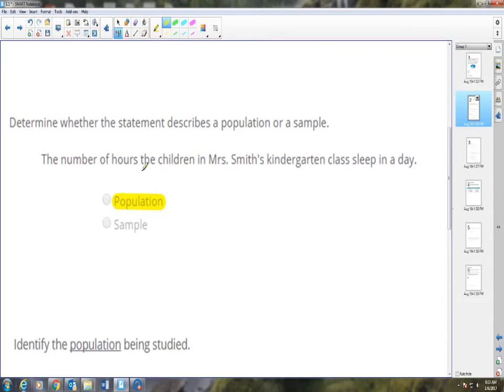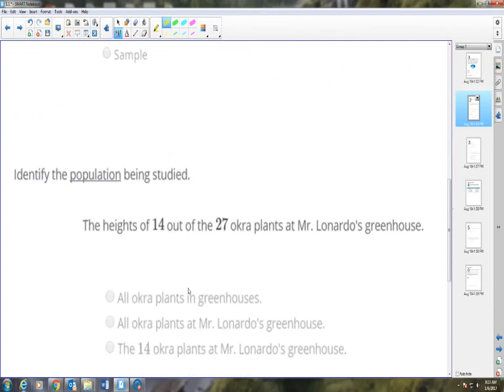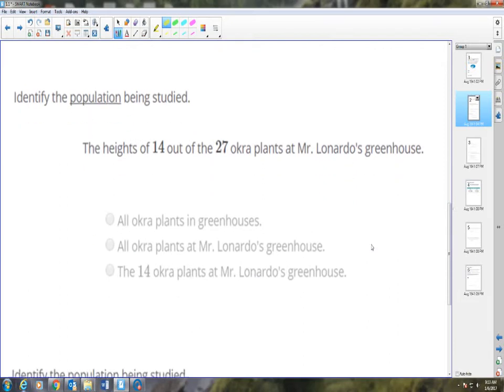The hours, 3 hours, they sleep. All of them sleep 3 hours. Okay, all of them will be the population. All right. Identify the population being studied in the statement.